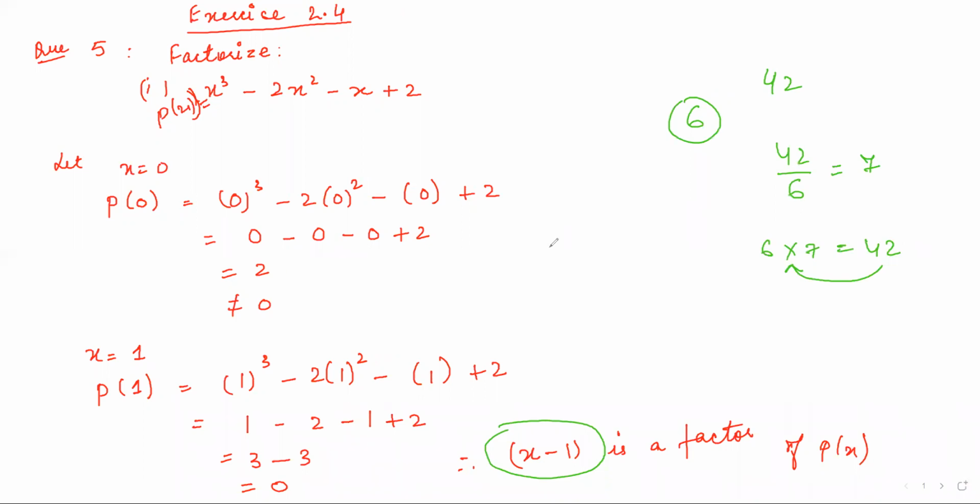Same thing we will be doing here. So x minus 1 multiplied by something should be equal to your polynomial. Clear? So if I want to find this something here, I have to divide the polynomial by x minus 1. Is this understood? Okay.